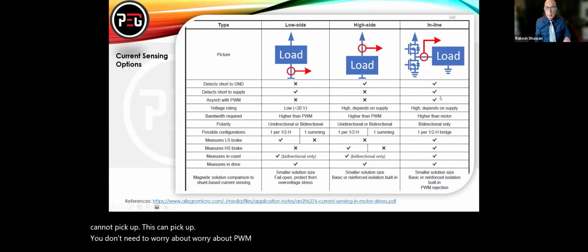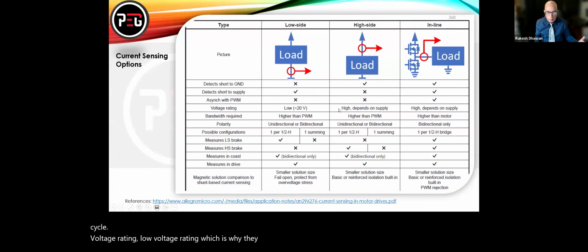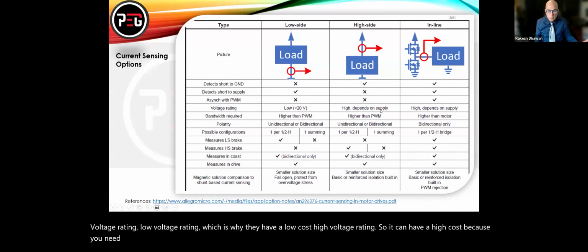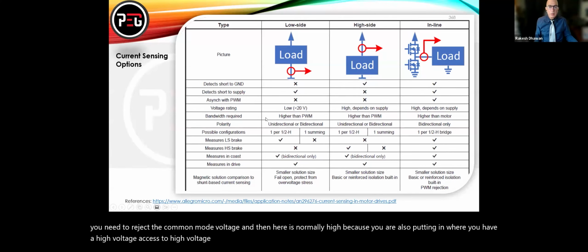You don't need to worry about the PWM cycle when you're sensing the load current, because you can sense at any time and store the value. Whereas when you have a low side and high side, you have to synchronize with your PWM cycle. Voltage rating: low voltage rating, which is why they have a low cost. High voltage rating, so it can have a high cost because you need to reject the high voltage. And then here it is normally high because you have access to high voltage. Okay.